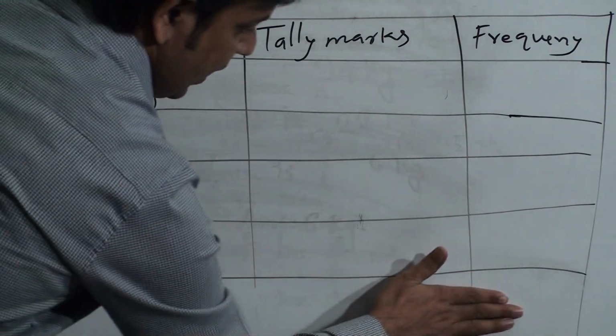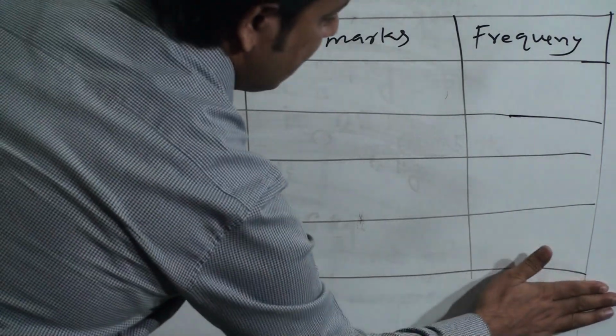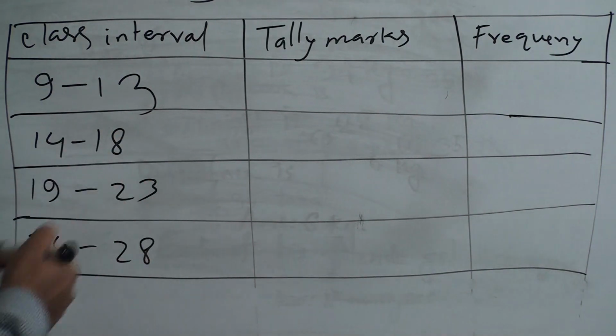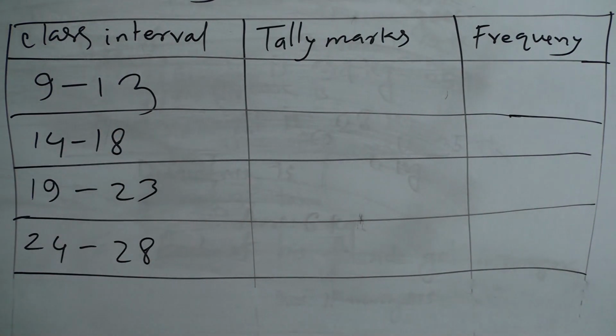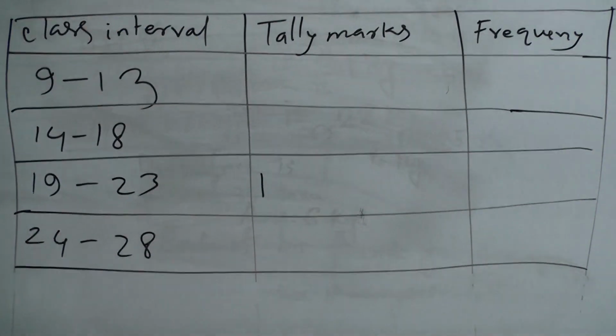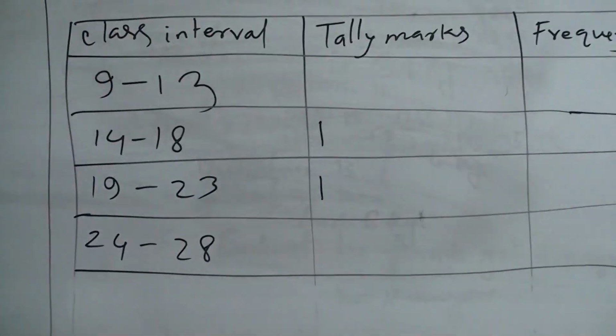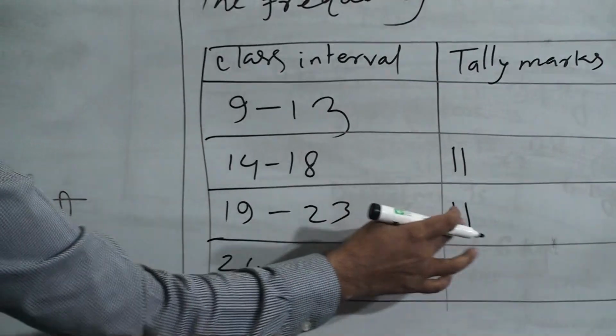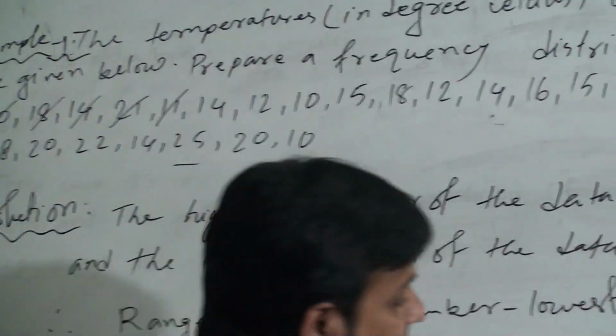So we can present here the given data now. First class is 9 to 13, second class 14 to 18, third class 19 to 23, and the last class is 24 to 28. Now I will present the data. At first we will give the tally mark for each data. For 20, here is 20, we will give 1 tally mark. Then 18, where is 18? 18 is here. Now 14, where is 14? 14 is here. Now 21, where is 21? 21 is here. Then 11, 11 is here.